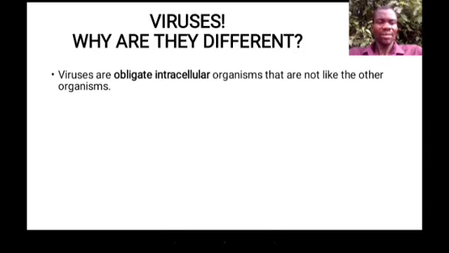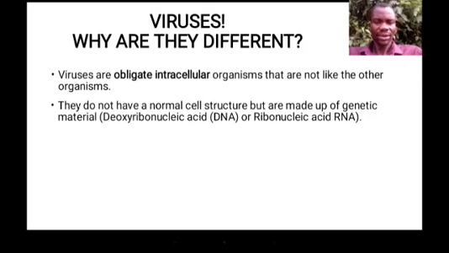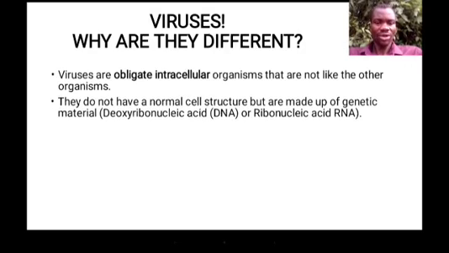They can attack plants, they can also attack animals. Viruses can also attack bacteria. They can also attack any other organisms that they have affinity for. Viruses do not have normal cell structure, like I said the other time, but they are only made up of genetic material known as deoxyribonucleic acid, DNA, or ribonucleic acid, RNA. But they cannot have the two at the same time in their genome.